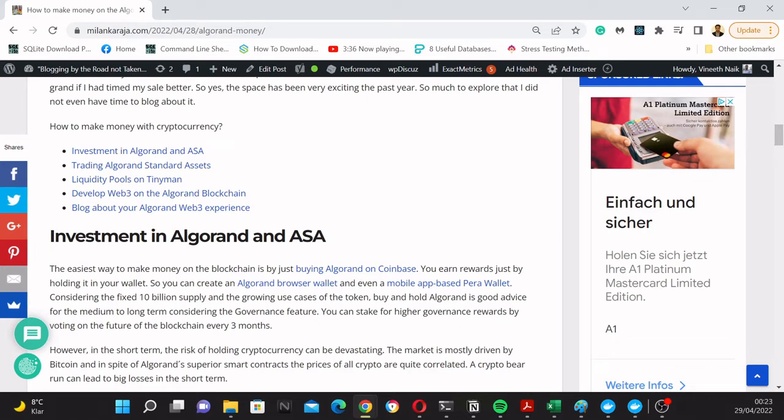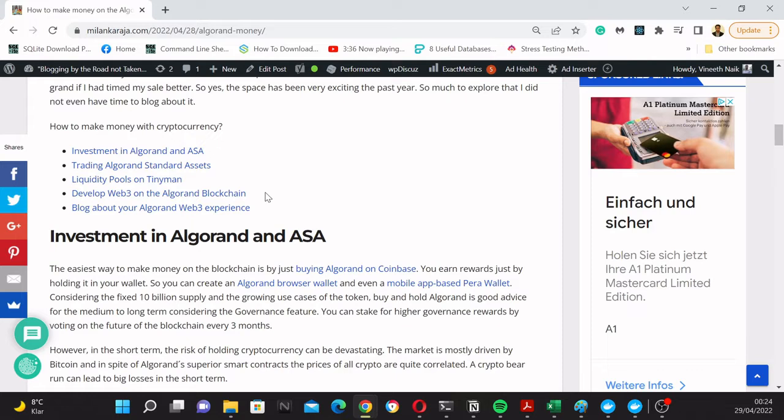But anyway, how to make money with Algorand? Here are 5 steps that you could do. One is to invest in Algorand. You can just buy Algorand and wait and watch in the long term, or you can even buy one of those various Algorand standard assets I was talking about. The problem with that is, since crypto is highly volatile, you could end up losing a big amount of your assets in the short term. But in the medium to long term, it should still be good.